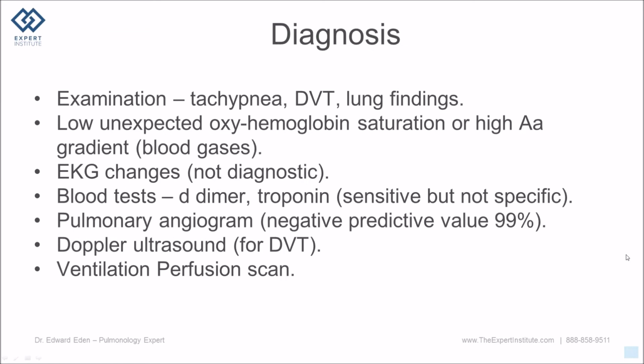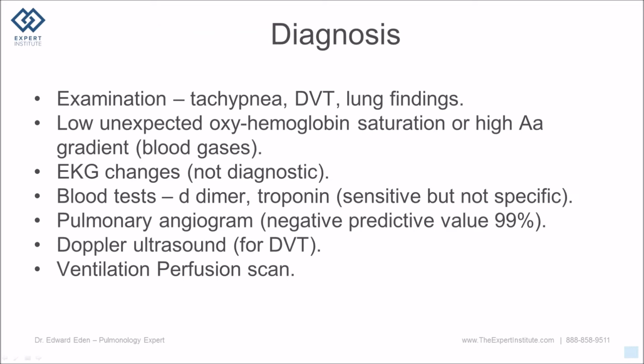So the diagnosis is made with a physical examination, which is non-specific for pulmonary embolism, but does increase the suspicion in an otherwise healthy patient. Shortness of breath, tachypnea, signs of venous thrombosis, leg swelling, and some types of lung findings, including fluid on the lung or signs of pleurisy, inflammation of the pleura.